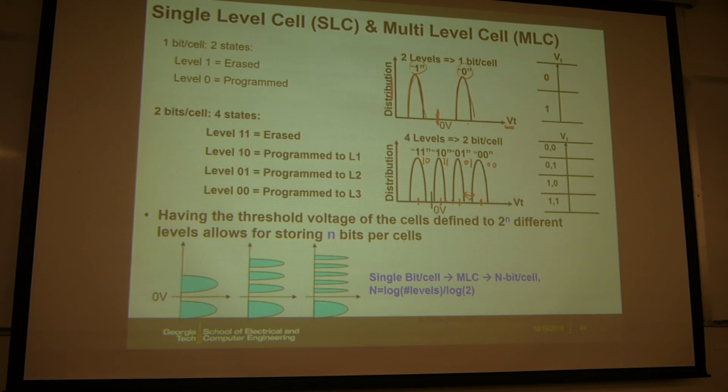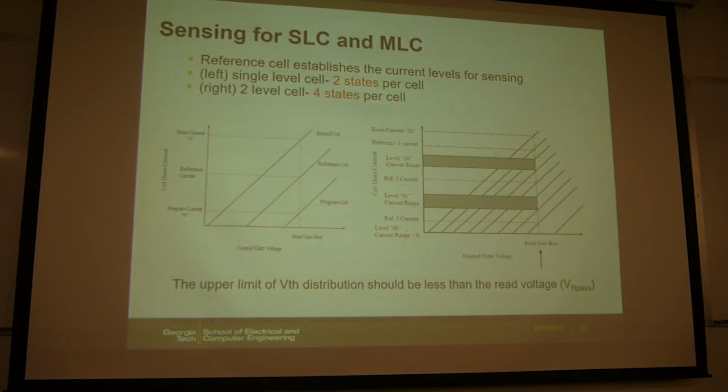So you can do 2 bits per cell, 3 bits per cell. That means 8 levels. And these days, I think the most aggressive one is 4 bits per cell, 16 levels. And later, when you sense the cell with the sense amplifier, what you need to do is very simple. Just between 2 levels, you add a reference in between.